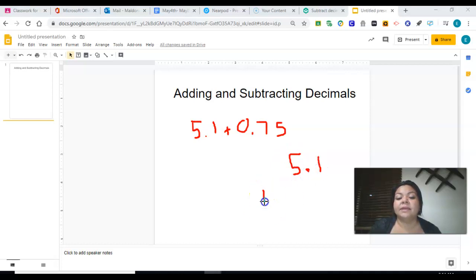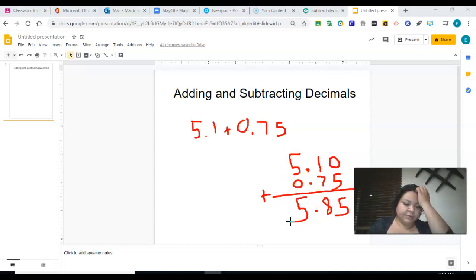5.1 plus, and so I have 0 in my ones place, right? And then it's my decimal point, and then I have 7 tenths. So I put that behind my 1 tenth from the other number, and then my 5. In this case, I need to add a 0 in the hundredths place of my 5.1 because I don't have anything there. And now I can add: 0 plus 5 equals 5, 1 plus 7 equals 8. I bring down my decimal point, 5 plus 0 equals 5. And the answer is 5.85.